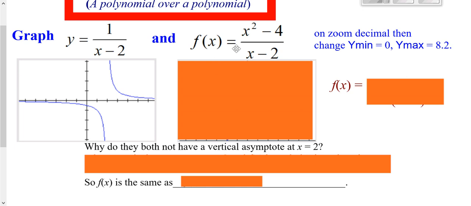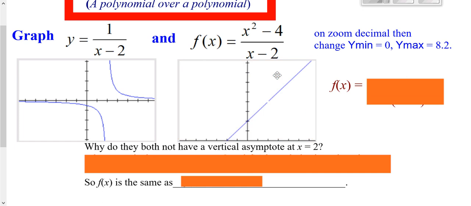So go back to your y equals. If you're not using your fraction feature, put the whole top in parentheses, then hit divide, the whole bottom in parentheses. Or if you are doing the fraction feature, alpha y equals, type in the top, arrow down, type in the bottom. Oh, sorry, I messed up. When you're graphing this first one, just graph it on your basic window. Graphing the second one is when you have to hit zoom, decimal, then change your y min to 0, your y max to 8.2.